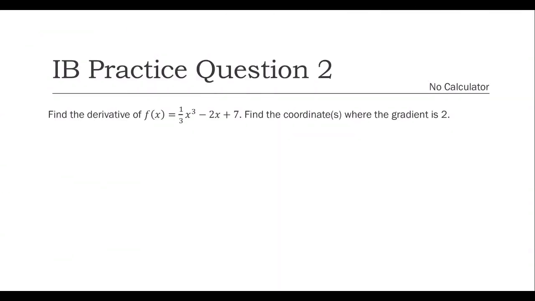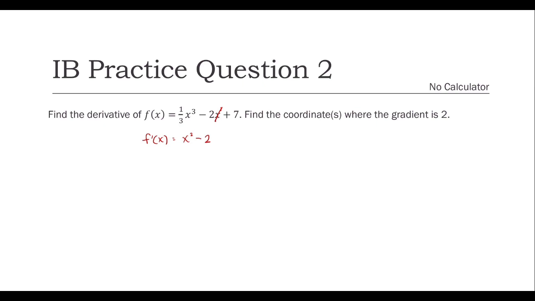Now we have our second IB practice question. It says, find the derivative of f of x equals 1/3 x cubed minus 2x plus 7, and then find the coordinates where the gradient is 2. So our derivative, f prime of x, will equal 1/3 times 3 is 1. So we'll just have 1 times x squared, because 3 minus 1 is 2, minus 2, because this is to the first power, and then it'll go away, and then the constant goes away.